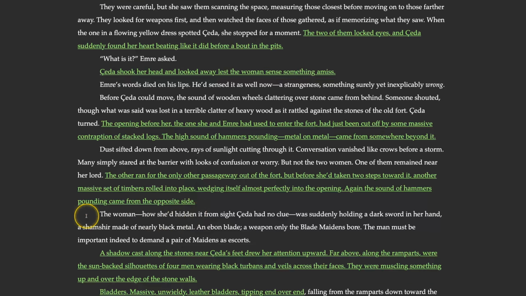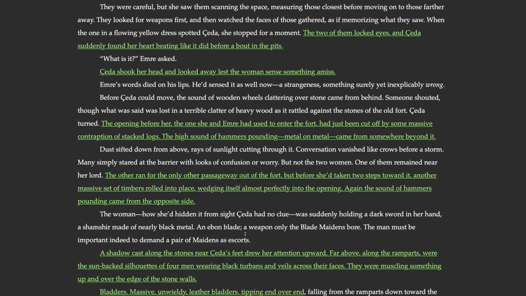So right after that, the woman, how she'd hidden it from sight, Cheetah had no clue, was suddenly holding a dark sword in her hand, a shamshir made of nearly black metal. So it's an ebon blade, and only blade maidens use them. And blade maidens are the daughters of the kings. They are largely there to protect the kings, but sometimes they're assigned to important people in Sharakhai.